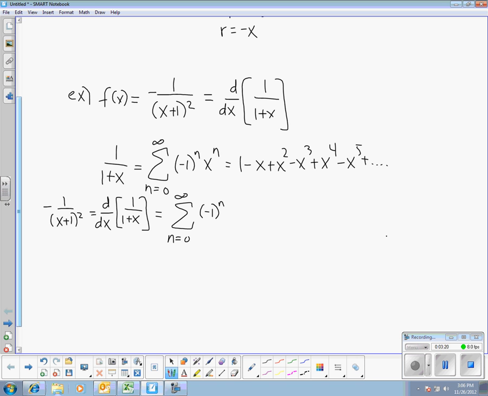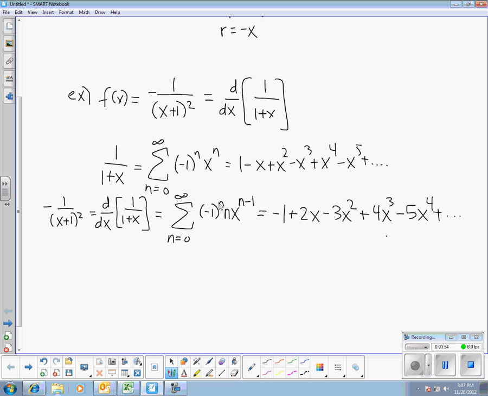So I'm still going to have a negative 1 to the nth power. And then I'm just going to apply the power rule to the rest. I had x to the n. That turns into nx to the n minus 1. Okay, so a term at a time, that would be negative 1 plus 2x minus 3x squared plus 4x cubed minus 5x to the fourth, and so on. If I just take my terms and take the derivative of each one.